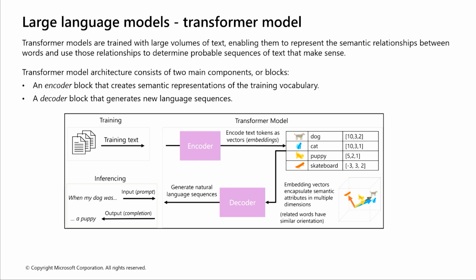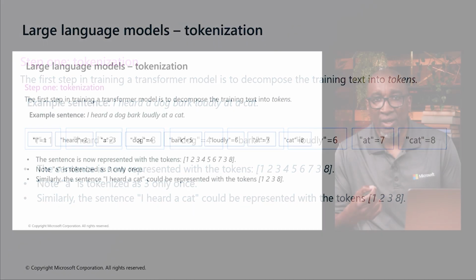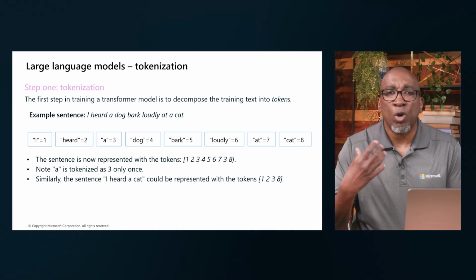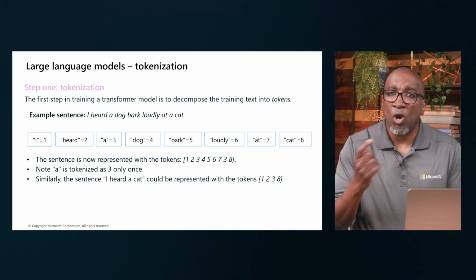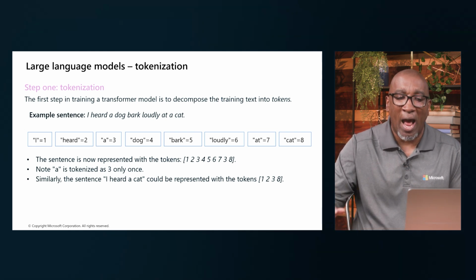I used the phrase training the model a moment ago. The first step in training a model is tokenization. This is where training text is decomposed into tokens. Each token is assigned a numeric ID. This helps the model understand the relationship between words and generate coherent text. If you think about the more words the model is trained on, the more tokens it can generate, which means the potential combinations can grow at a rapid rate.